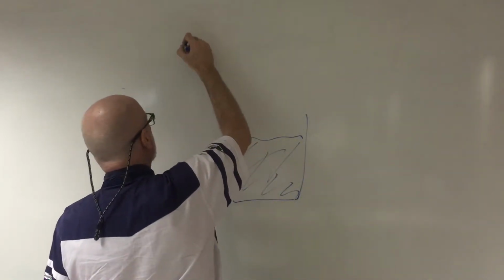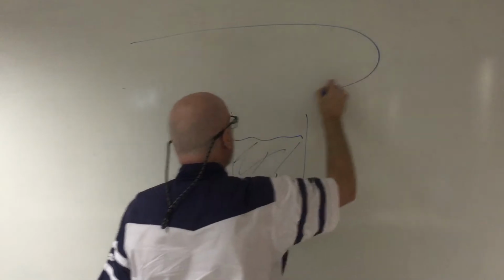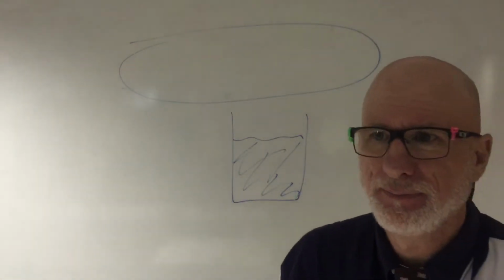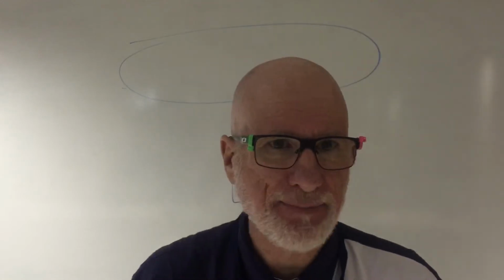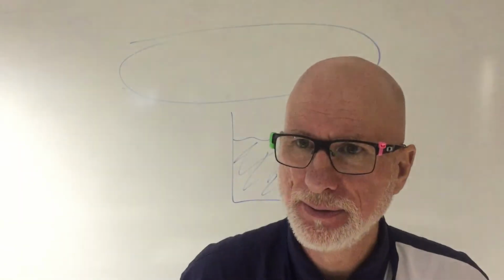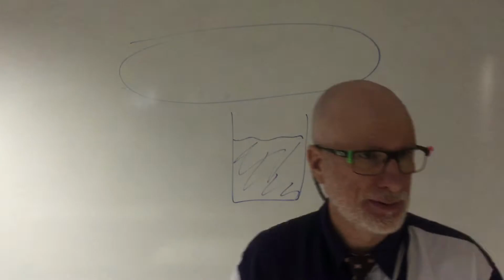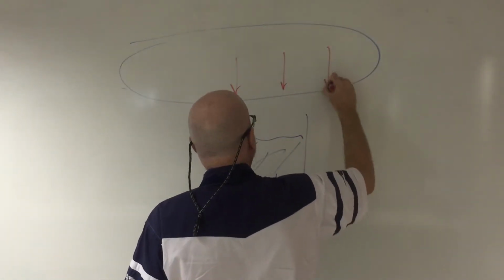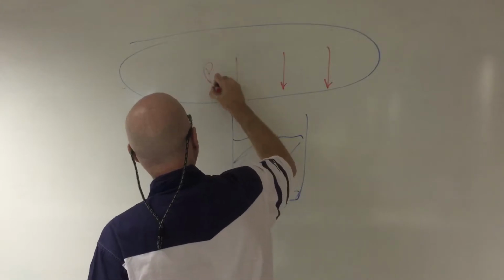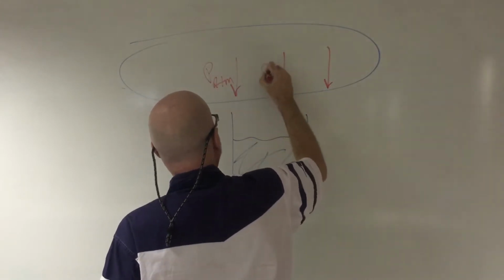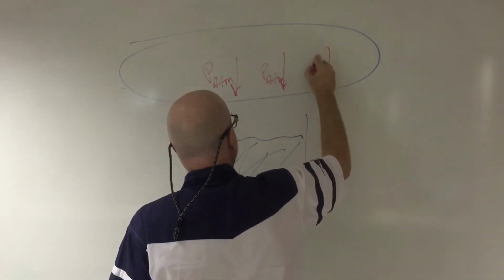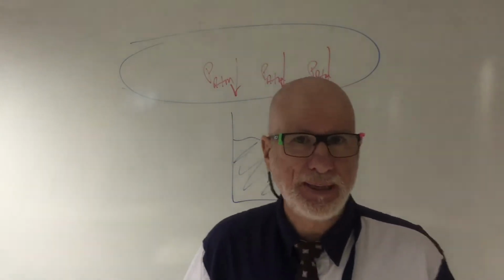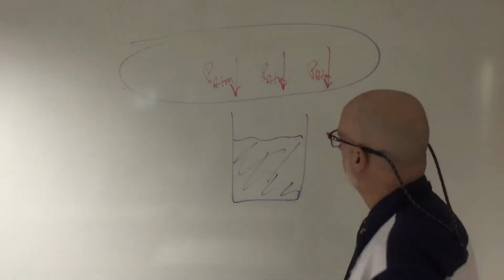We have the atmosphere up here. I'm just going to make that drawing the atmosphere. And the atmosphere is going to apply what? A pressure, correct? So that's going to apply a pressure going down, right? And we're going to call that P sub ATM. P sub ATM, correct? Okay, now.